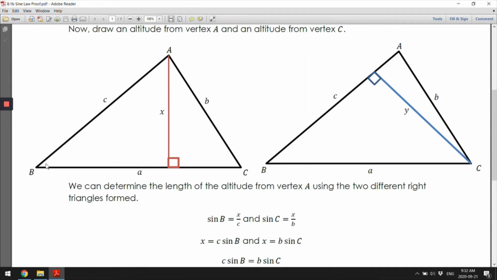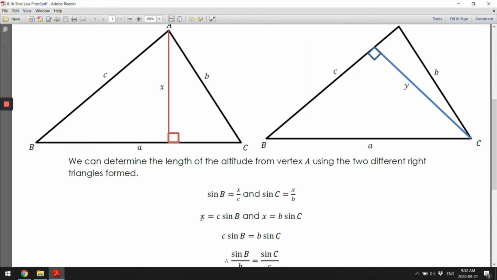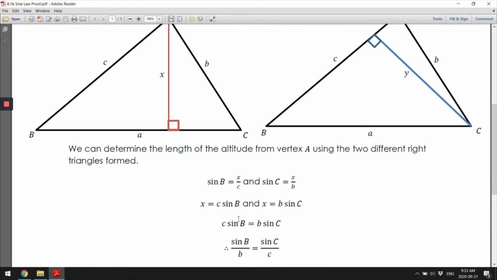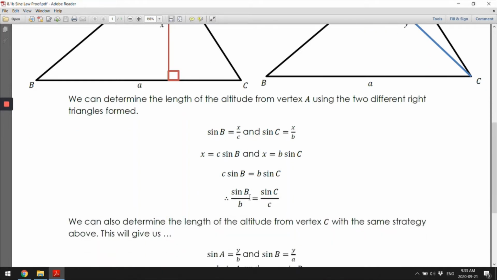From the left right triangle, you get sine B equals x over c. From the right triangle on the right, you get sine C equals x over b. If you rearrange, you'll get x equals c sine B and x equals b sine C. So if x is equal to c sine B and x is equal to b sine C, then c sine B is equal to b sine C. And we're going to rearrange it, and we get sine B over b equals sine C over c.